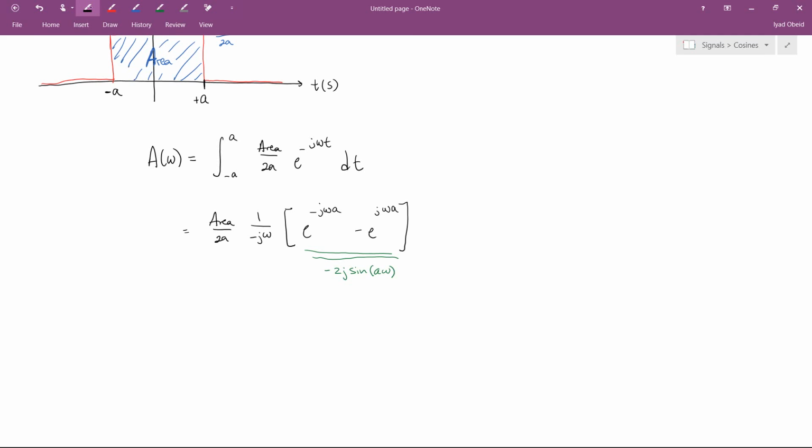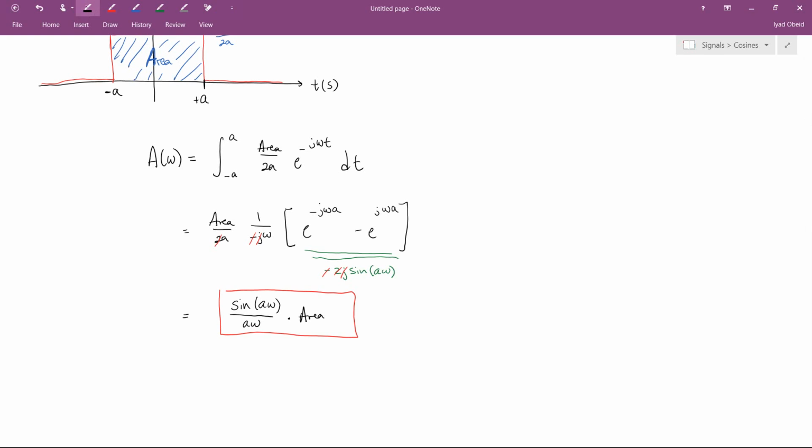So putting it all together, let's see what cancels. The j cancels the j, the minus cancels the minus, the 2 cancels the 2. That's awfully convenient. And what we're left with is sine of a omega over a omega times area. We'll put a box around that because that looks like we're pretty much done.